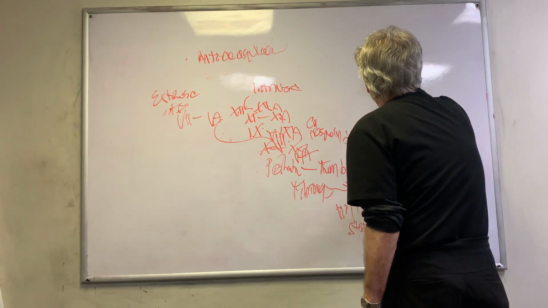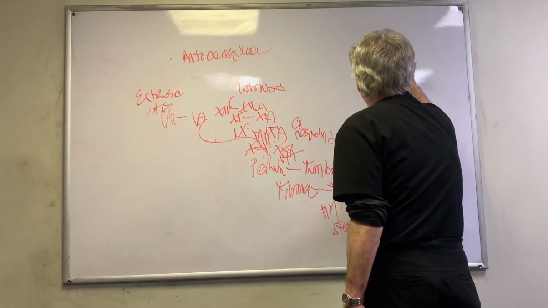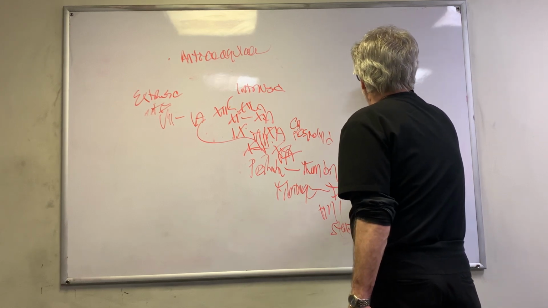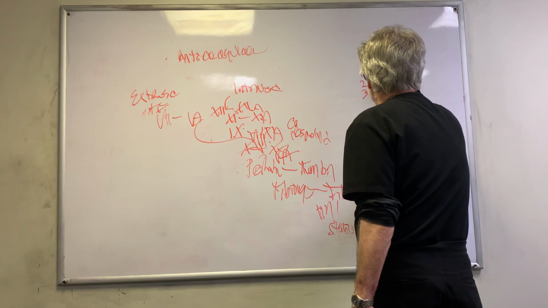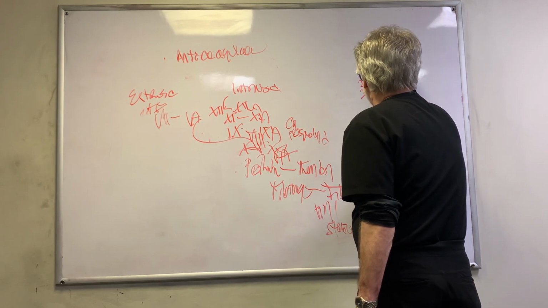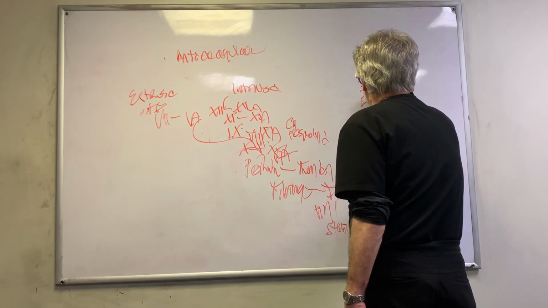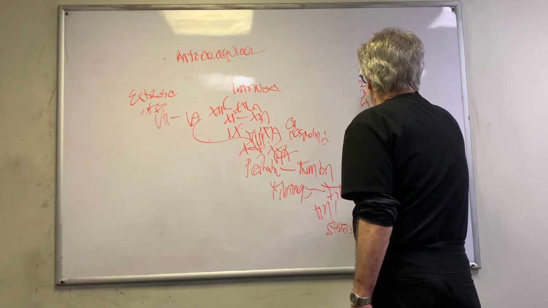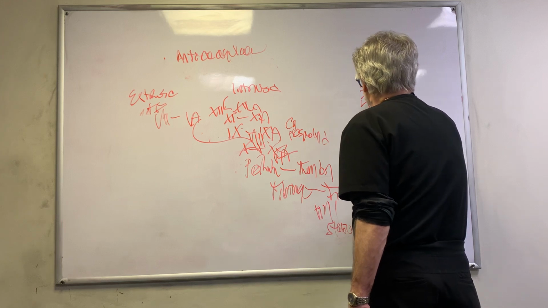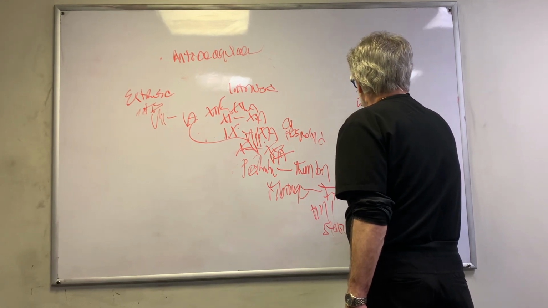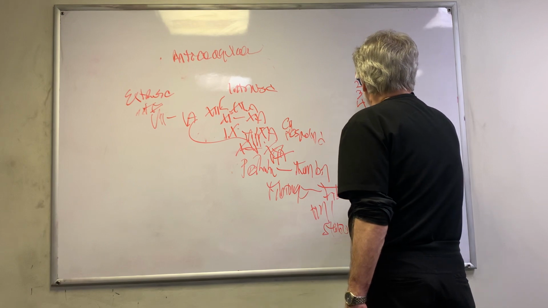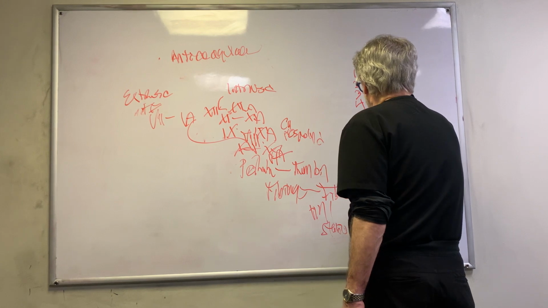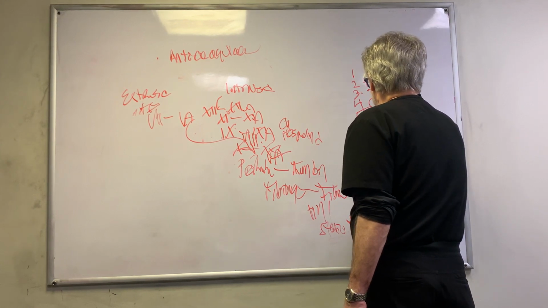So, factor 1 is fibrinogen. Factor 2 is prothrombin. Factor 3, we'll get back to that in a second. Factor 4 is calcium. Factor 3 is tissue factor, rather. Factor 4 is calcium. Factor 5 is proaccelerin.